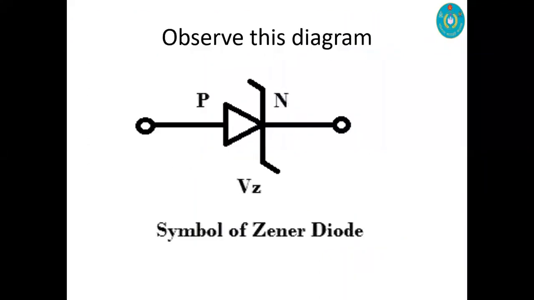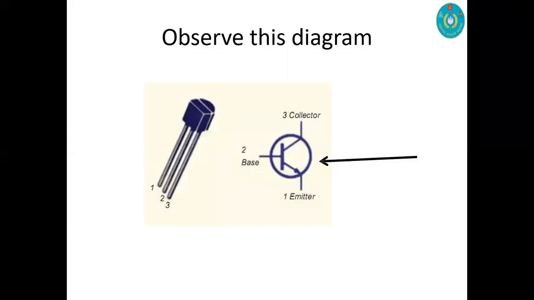At first, observe this diagram. The name of the diagram is shown here. That is Diode. This is the symbol of a diode. And observe this diagram. Actually, all of you are already introduced to this diagram. This is the diagram for a transistor, and it has three sides, that is emitter, base, and collector.